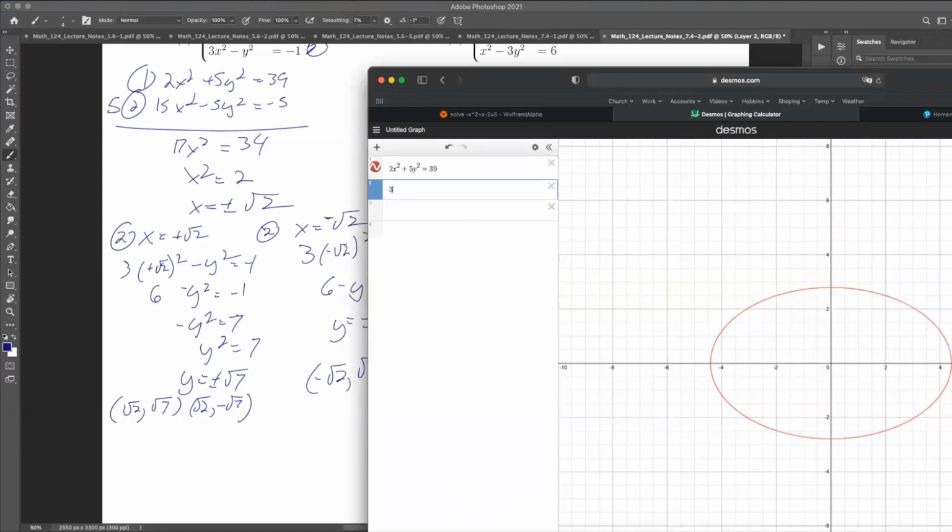And the other one was 3x squared minus y squared equals negative 1, which is a hyperbola. I think it's pronounced hyperbola, and I say it the wrong way all the time. And notice here we have square root of 2 and square root of 7, minus square root of 2, square root of 7, minus square root of 2, minus square root of 7, and positive square root of 2, positive or negative square root of 7. So we have all the same answers, and it's just the intersections here.